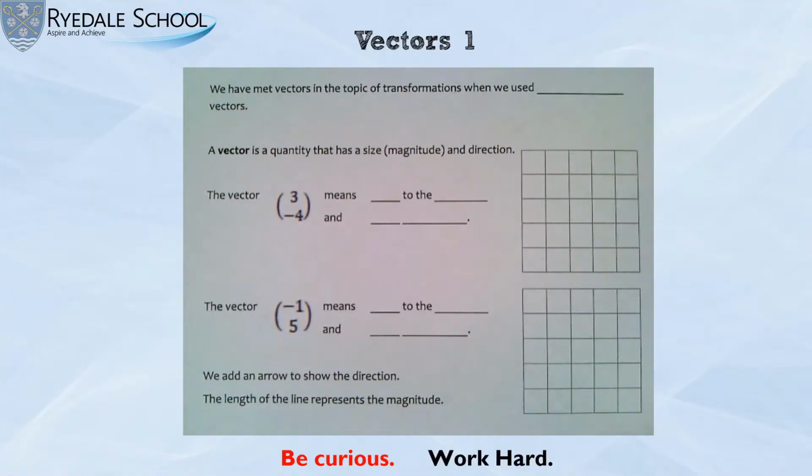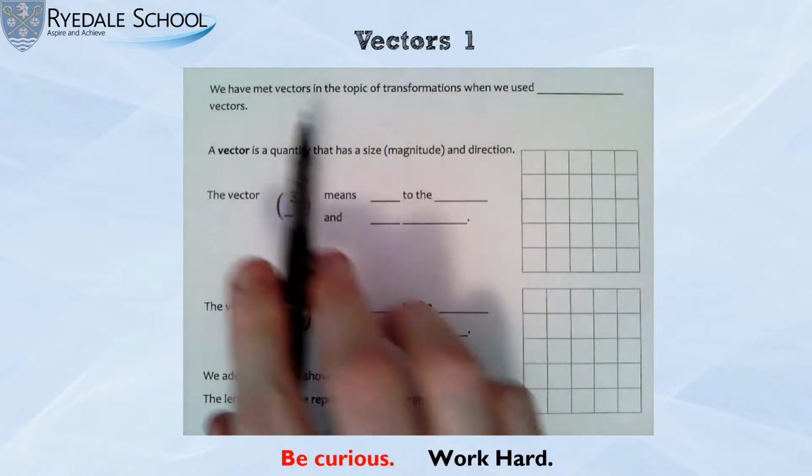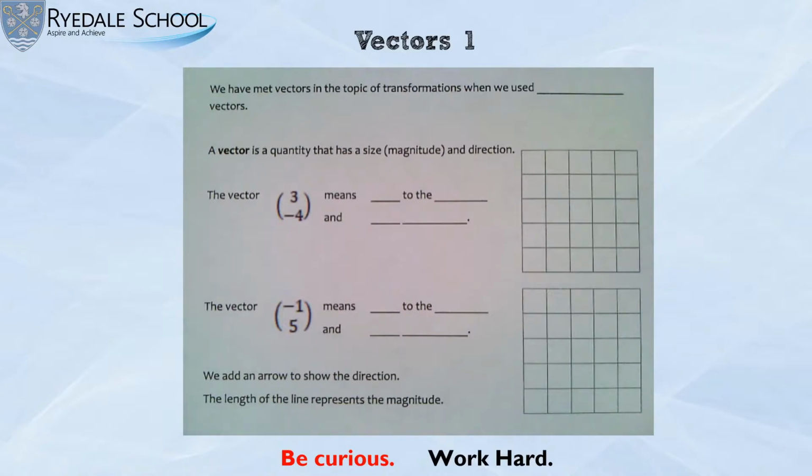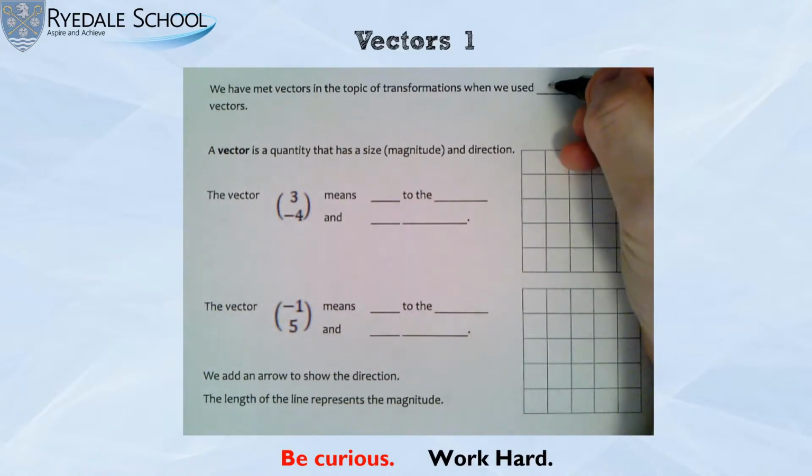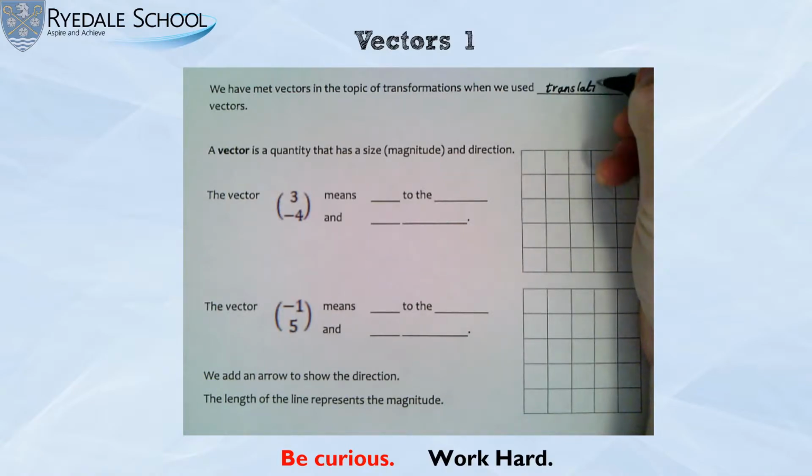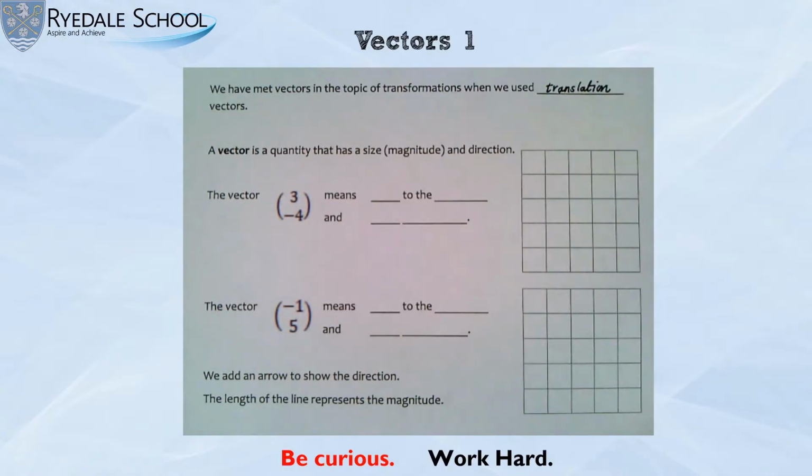So I hope you've managed to print out the sheet. If you've not been able to print out the sheet, then please just write this into your book under the title and objective. As we've quickly mentioned already, we have met vectors in the topic of transformations, where we used something called a translation vector to represent the movement of a shape from one location to another location.